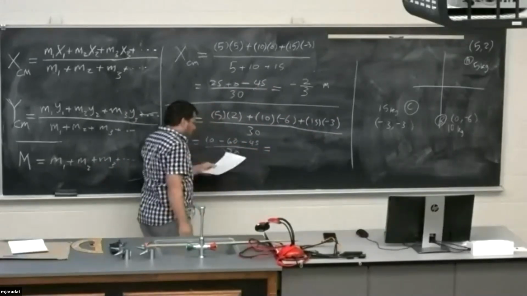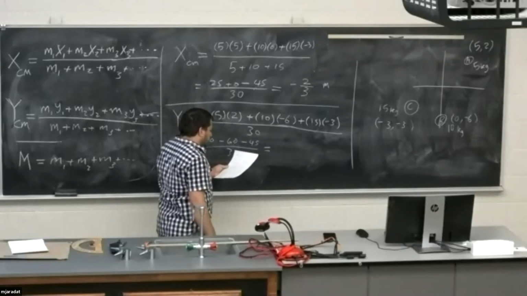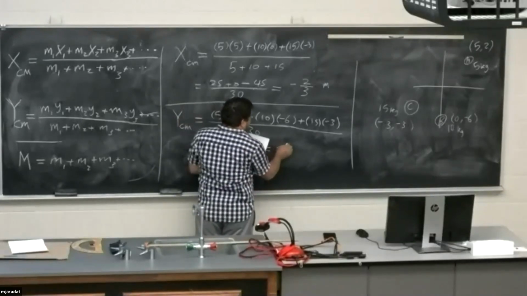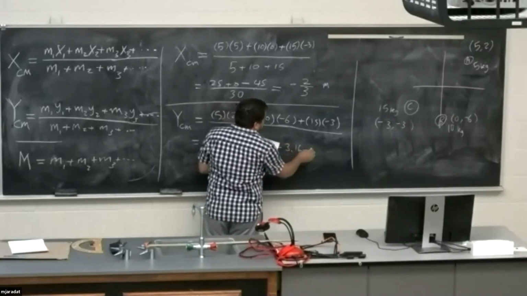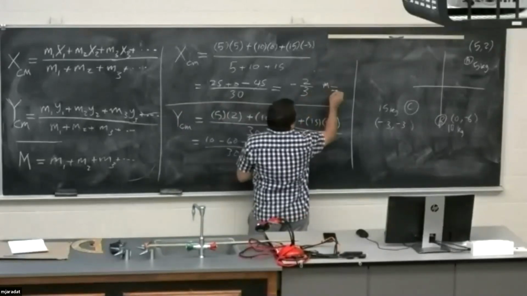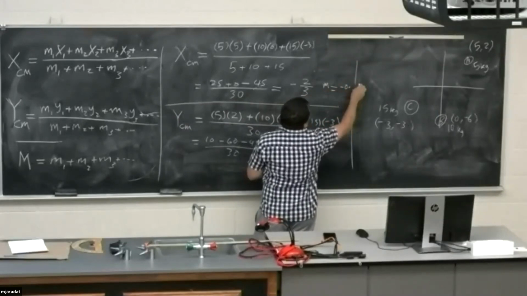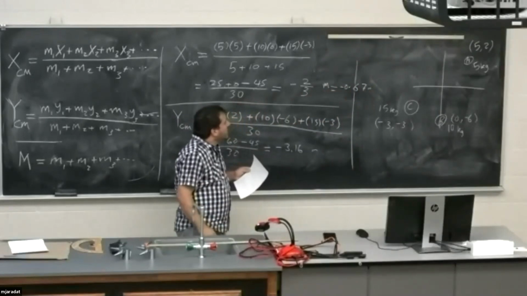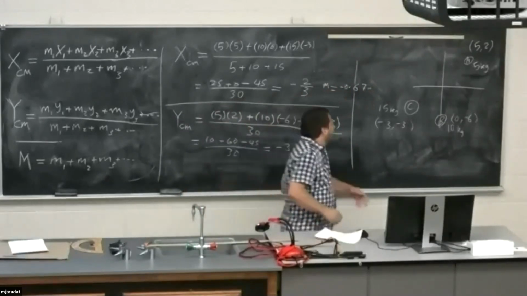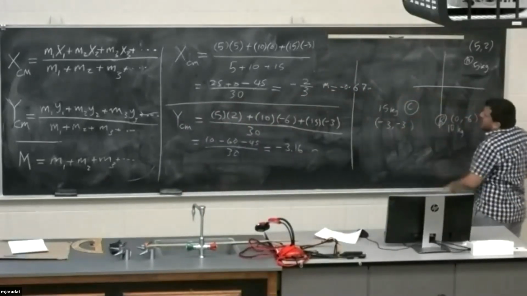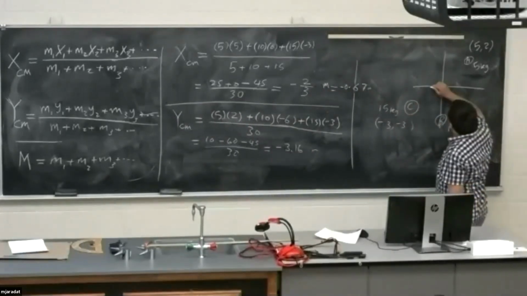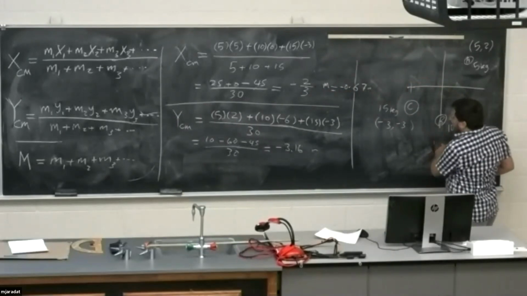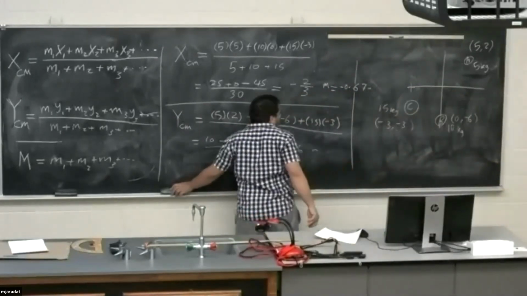This will give us negative 3.16 meters. This will be negative 0.67 meter, okay? Both of them in the negative XY plane. This is negative. If this is one, this is negative 3. I need to put this at negative 6.